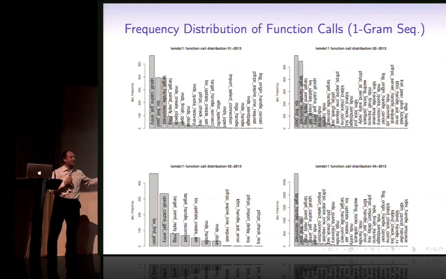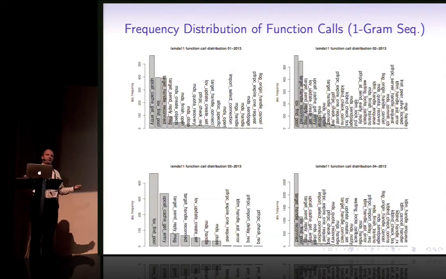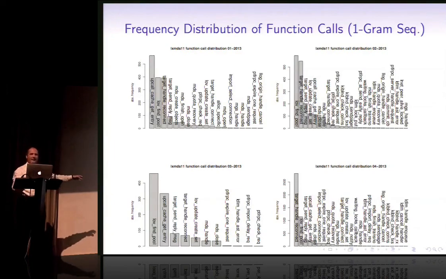This is called the n-gram model. I just have the frequency vector. I'll leave it there. If you're interested, the slides will be published.